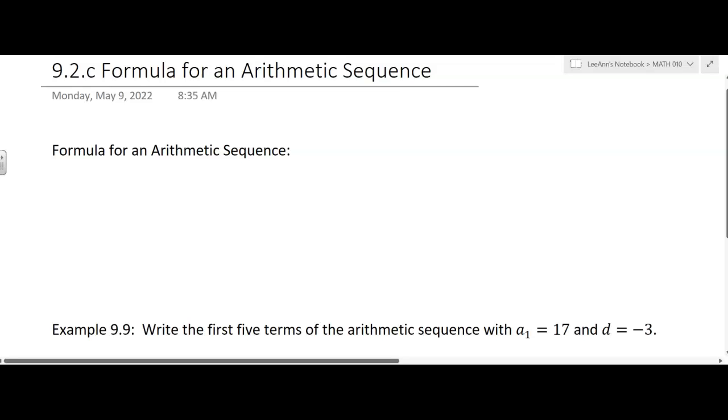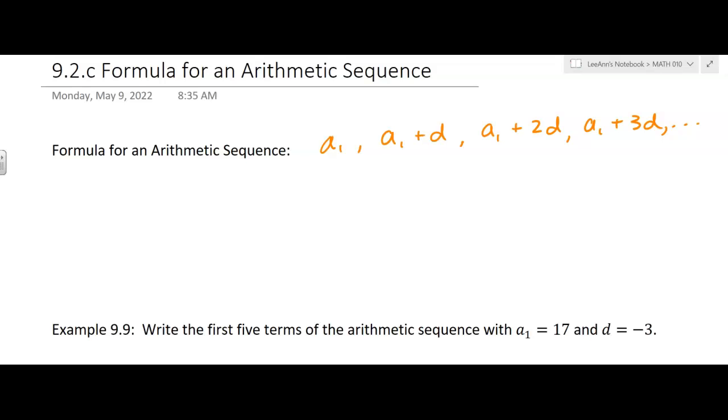Okay, so let's go back to how we were writing an arithmetic sequence. We were saying, well, an arithmetic sequence is you have the first term, and then you have the first term plus d, and then the first term plus 2d, and then the first term plus 3d, and so on and so forth, right? So how can we create a formula for the nth term?